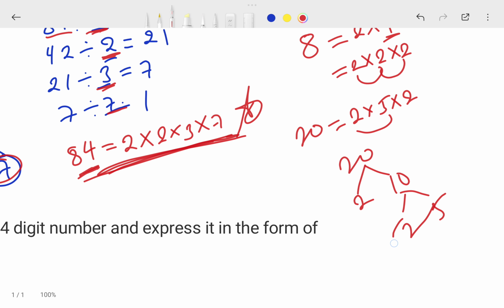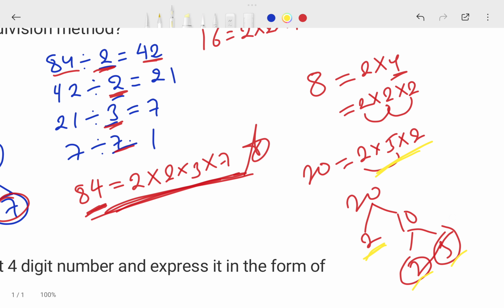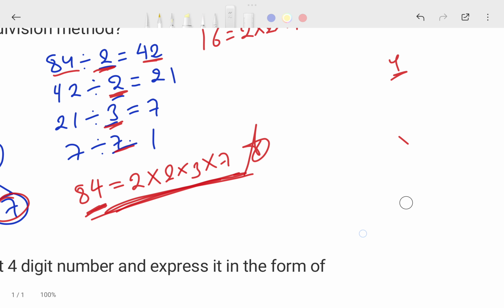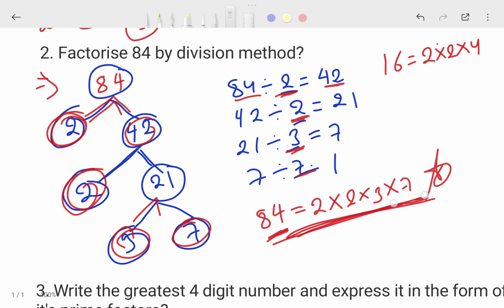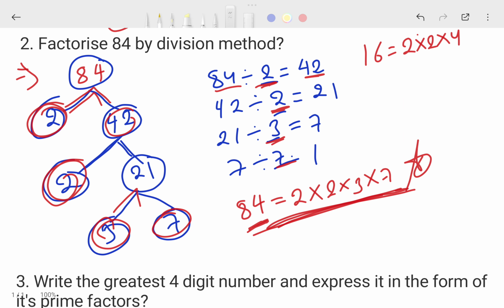So what is the answer? The answer is this one, this one, this one, and this one. So already here it is. Okay now, this is probably the answer. Are you understanding what I'm telling you? This is called the division factorization method. Okay, is it clear? Right.